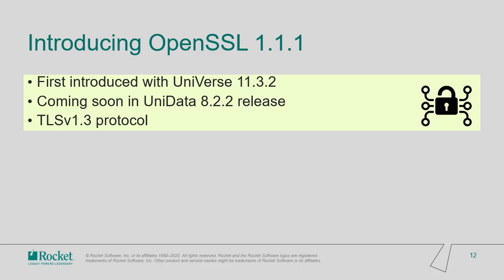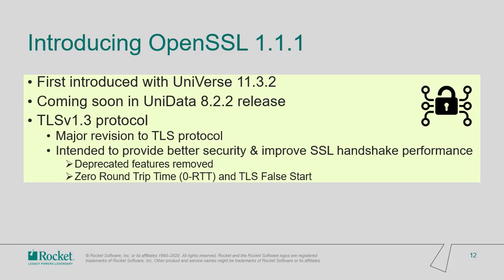So finally, this brings us to introducing OpenSSL 1.1.1. This was first introduced into the U2 databases at the UniVerse 11.3.2 release, and it'll be coming shortly in the UniData 8.2.2 release. Really, the main new feature is the release of the TLS 1.3 protocol. It's intended to provide better security and improve SSL handshake performance. The security enhancements are really mainly due to the deprecated features in there being removed entirely to prevent misconfiguration on an SSL server that could leave it open to past exploits.